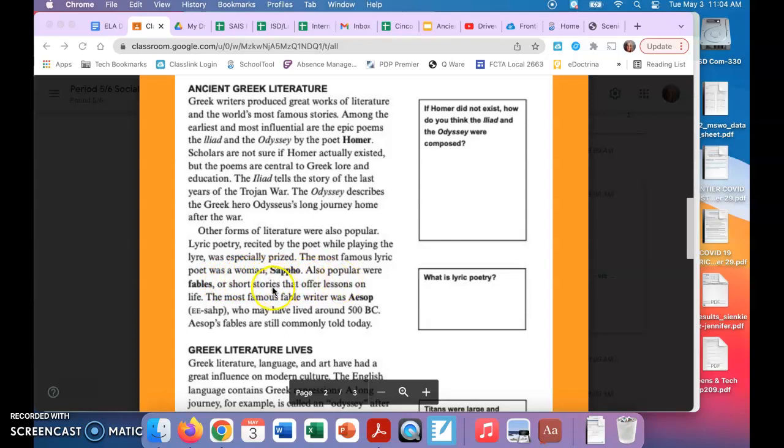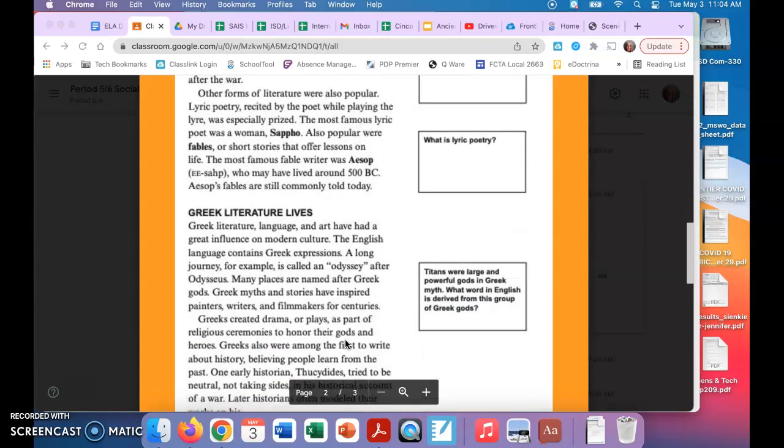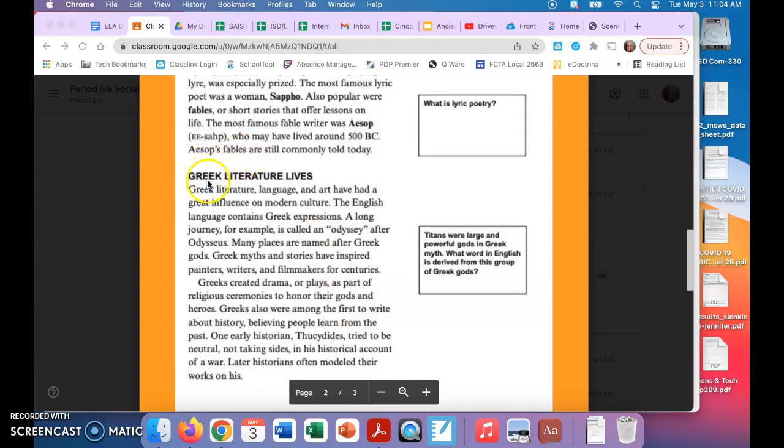Also popular were fables, or short stories that offer lessons on life. The most famous fable writer was Aesop, who may have lived around 500 BC. Aesop's fables are still commonly told today. In the next section, we're going to talk about how Greek literature lives on.